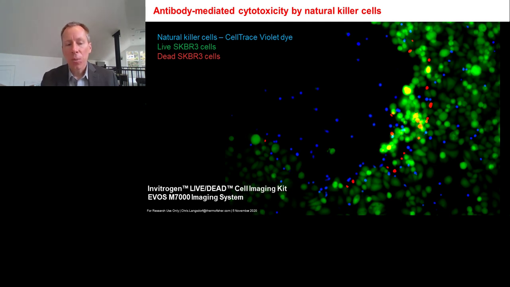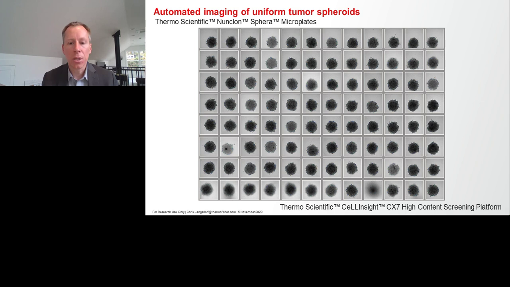But again, we'd like to make this a more physiologically relevant model. And so we can pivot from 2 dimensions into a 3-dimensional model simply by growing our cells in a special kind of dish called Nunclon Sphera microplates, which in this case we've added 5,000 cells per well and incubated overnight, and we see the presence of 96 uniform spheroids.